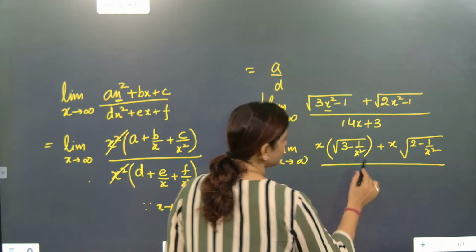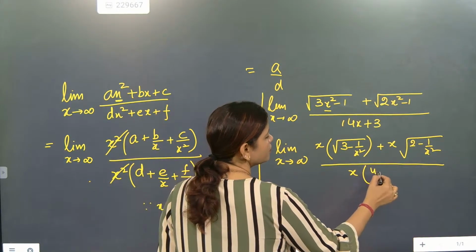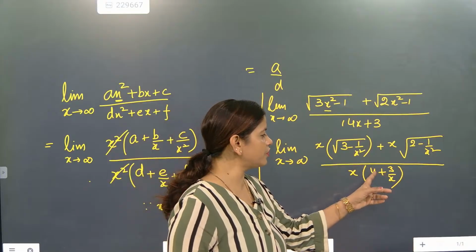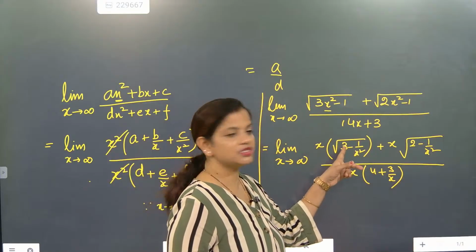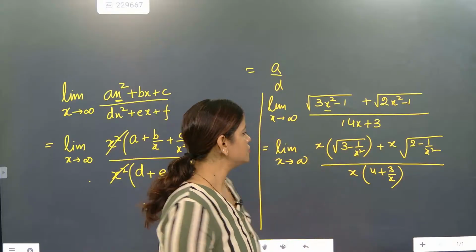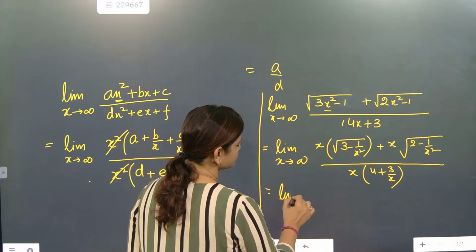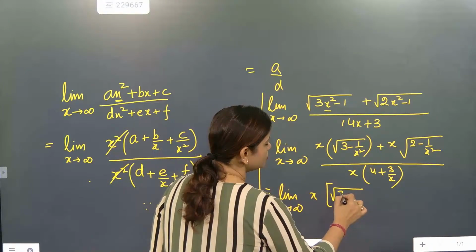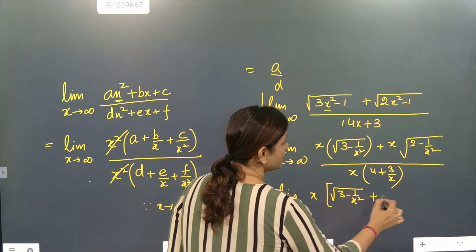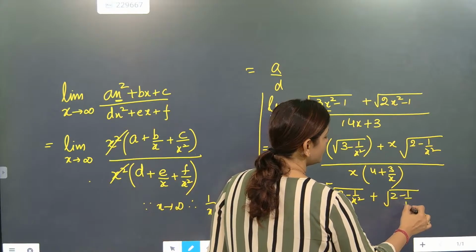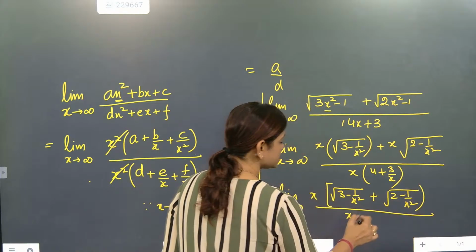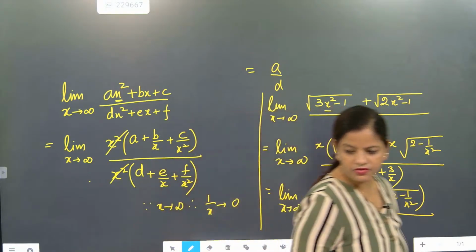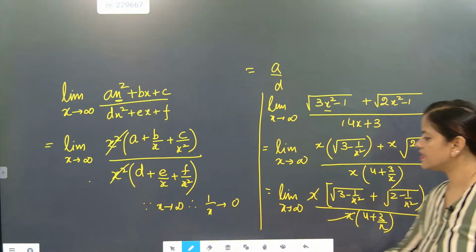Now from the denominator part I am going to take x out, so it will become 4 plus 3 by x, because the moment you put this inside, it will become 4x plus 3. This one also, if you put it inside, it will become 3x square minus 1. So now we will take x common. It is coming as x times root of 3 minus 1 by x square plus root of 2 minus 1 by x square, and the down part is x times 4 plus 3 by x. So this x and this x will get cancelled. See very carefully, this x and this x will get cancelled.